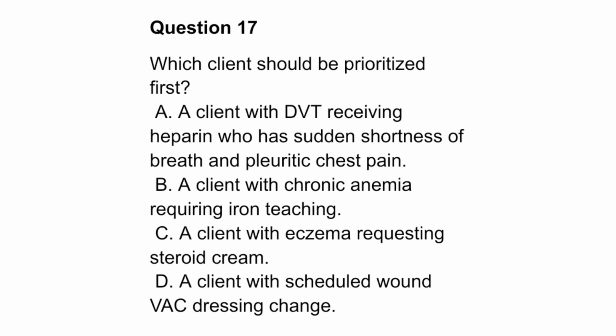Question 17. Which client should be prioritized first? A. A client with DVT receiving heparin who has sudden shortness of breath and pleuritic chest pain. B. A client with chronic anemia requiring iron teaching. C. A client with eczema requesting steroid cream. D. A client with scheduled wound VAC dressing change.